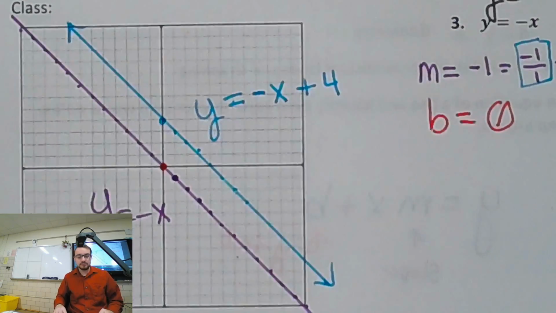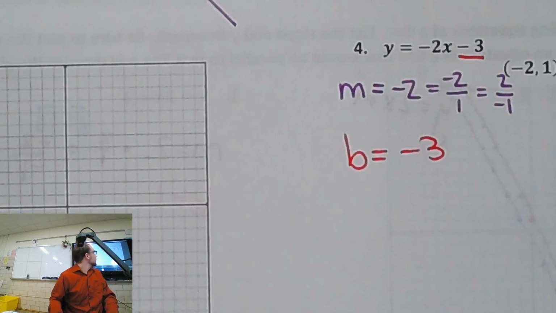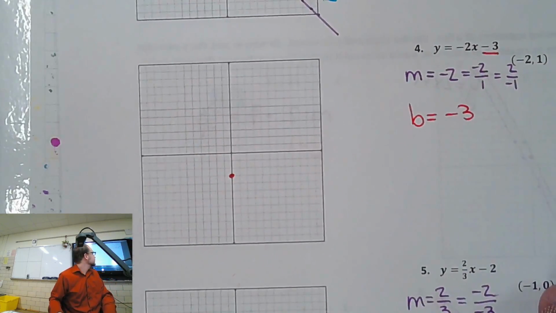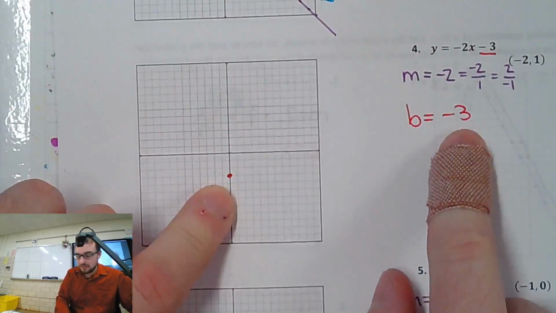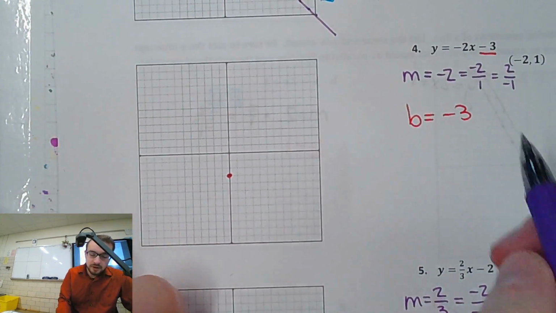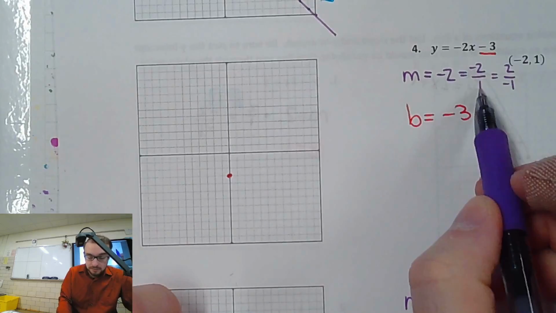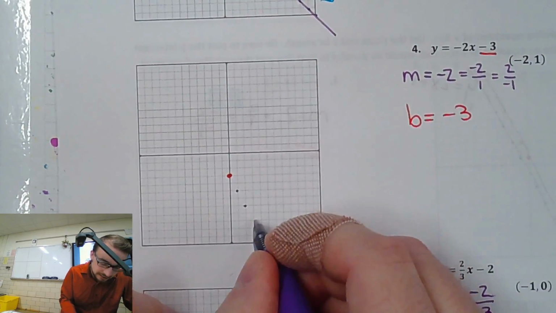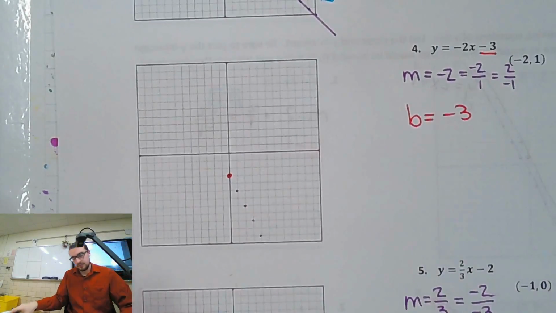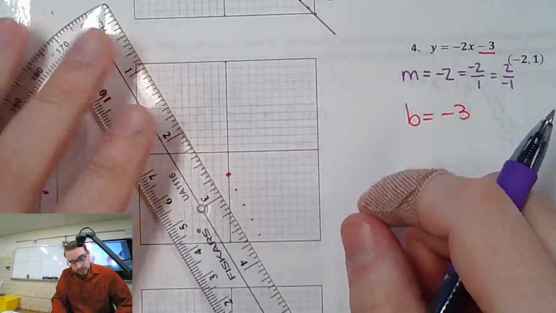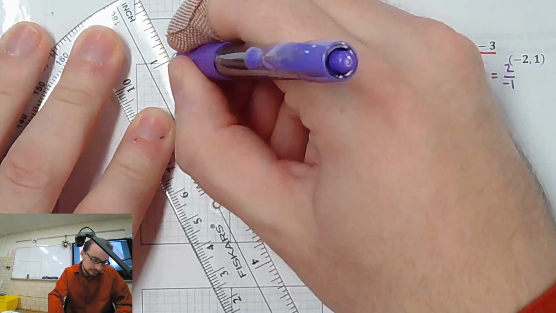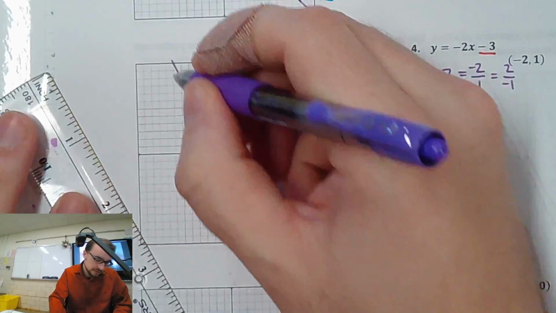Let's look at number 4. So we have our y-intercept at negative 3. We're going to use our slope of down 2 to the right 1. Again and again. Negative slope, so of course it's heading downwards. And there it is.